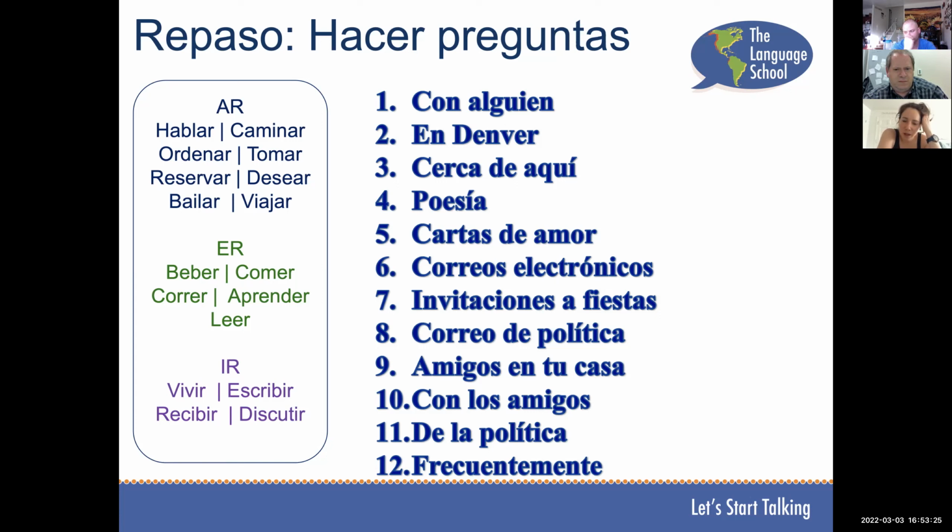Gosh. ¿Qué significa correo de política? Correo means mail. Correo de política would be like political mail, like the political advertisements you get in the mail during election season. ¿Tú recibes correo de política? Sí, recibo correo de política.